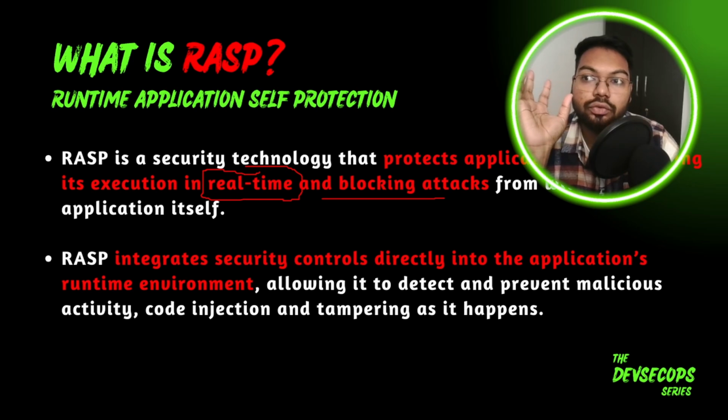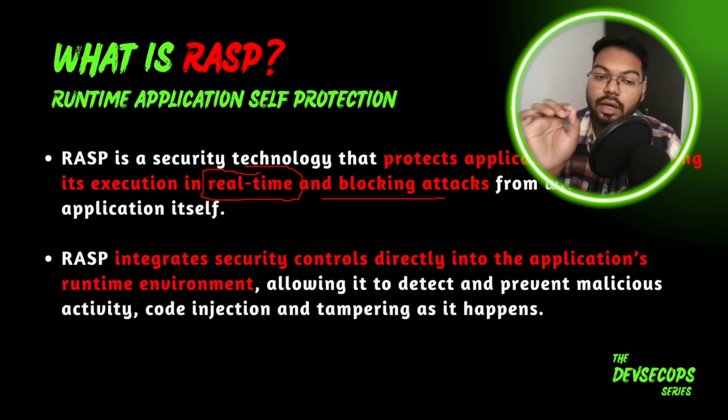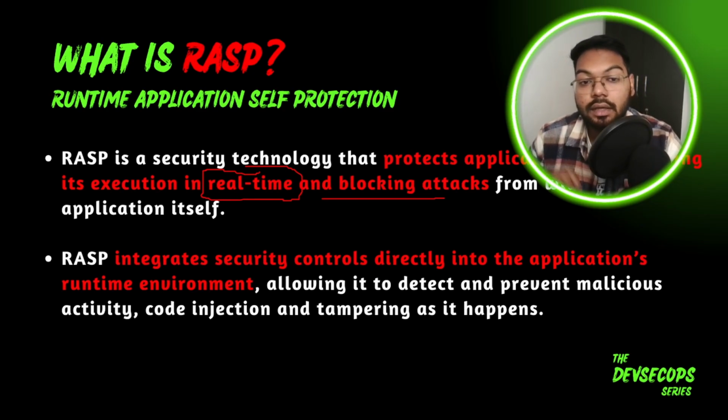So there were no preventive measures taken by the IAST application. It was also done only in QA environments. But here you could detect an attack in real time, and you can also block it at the same time.